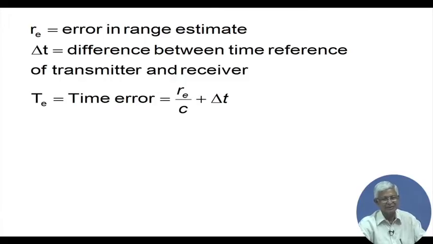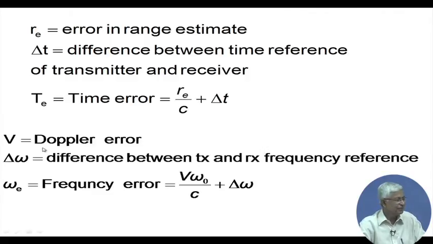Since they are physically separate, they may have a time mark, a time epoch, at different times at the transmitter and receiver. So that is the difference between time references. So there is a time error Te equal to Re by c, that is range error by velocity, plus delta t. Delta t is the difference. Similarly, it can be done for the frequency. So v is the Doppler error, and delta omega is the difference between transmit and receive frequency references.